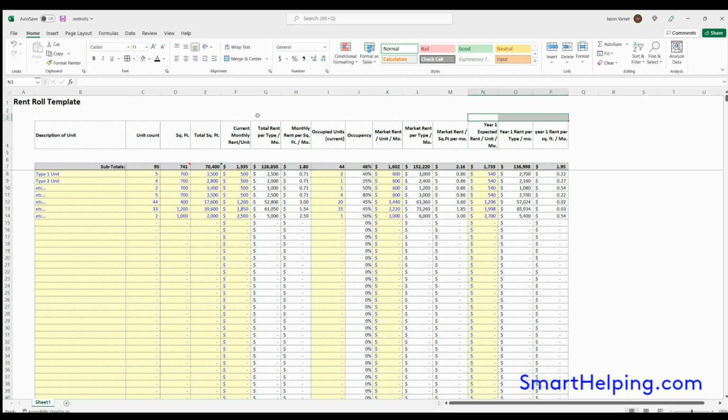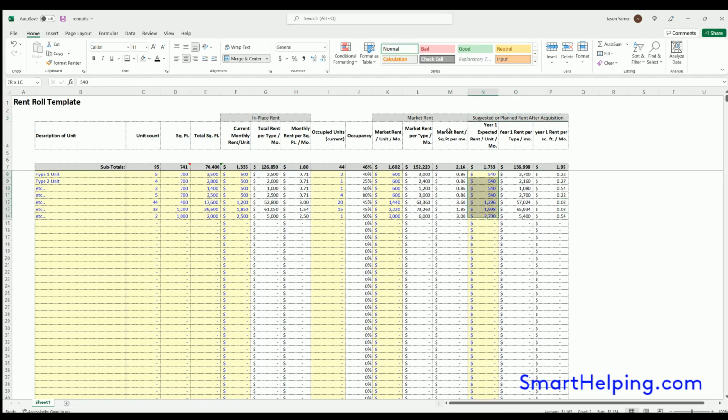So this is, we'll label these. This is in place. In place rent. Then this is market rent. And this is suggested or planned rent after acquisition.